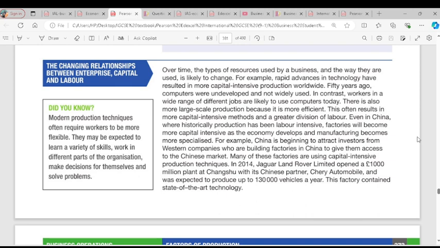Over time, the type of resources used by a business and the way they are used is likely to change. For example, rapid advances in technology have resulted in more capital-intensive production worldwide. So let me just explain the changing relationship between enterprise, capital, and labor here. What they are simply saying is that with advancement in technology, most businesses are changing. They start finding an efficient way to do things, and this is what technology will bring about. Do you understand? So it's about efficiency.